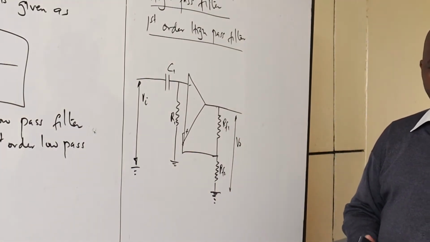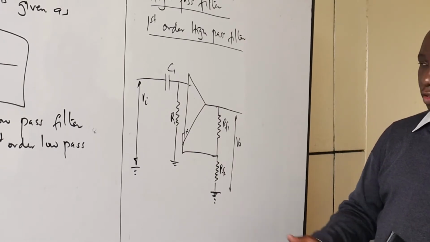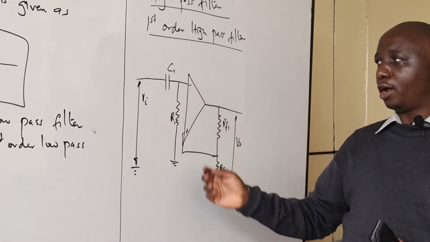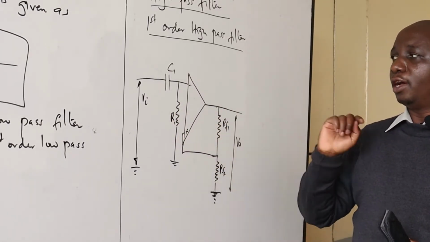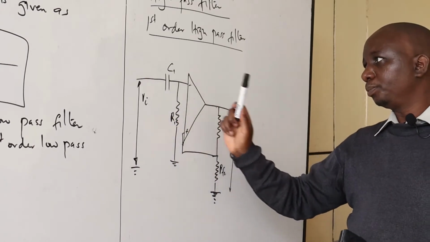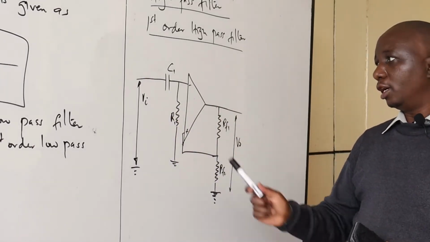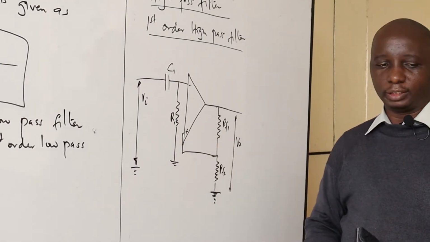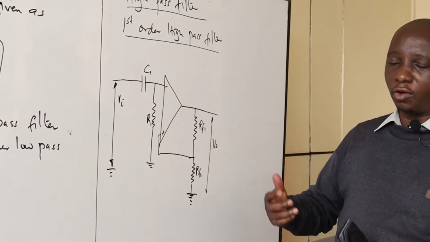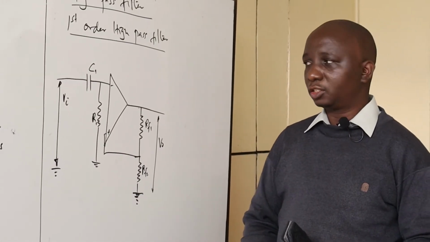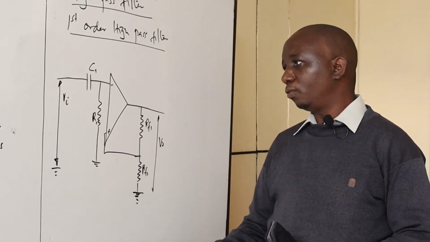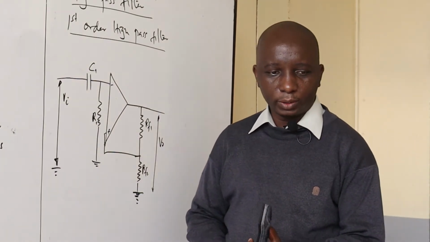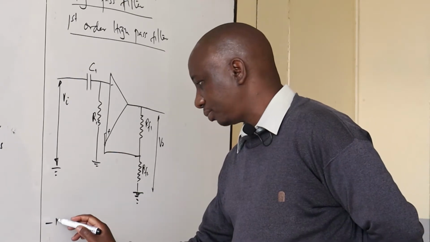And this follows that the magnitude, this one will block the low frequencies more than the higher order frequencies. The high frequencies will be able to go through the capacitor and to the operational amplifier, but the low frequencies will be blocked by the capacitor. So it allows frequencies of higher order magnitude.